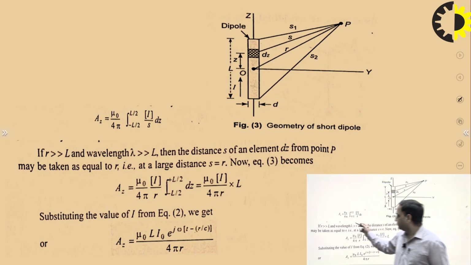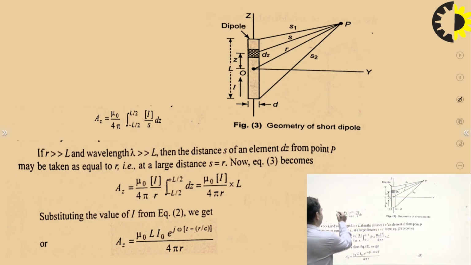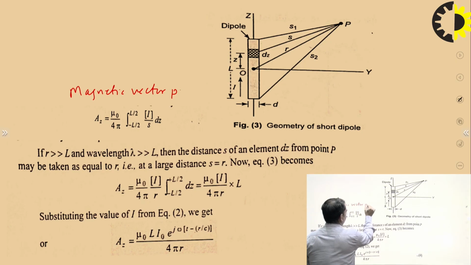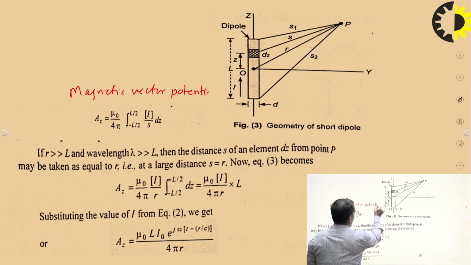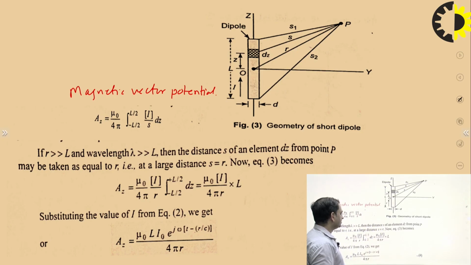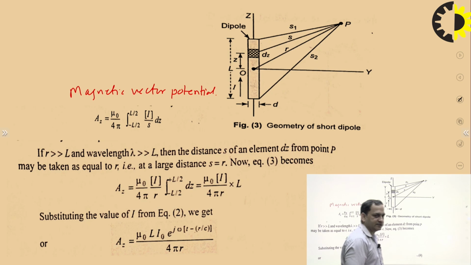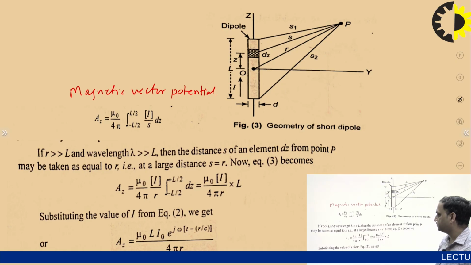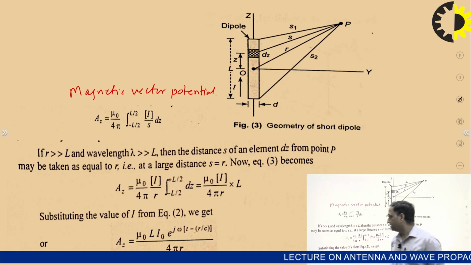Now for the magnetic vector potential, A is the magnetic vector potential. We are trying to find the electric field, so we will use the formula for the electric field by using Maxwell's equations. In that Maxwell equation we require two types of potential. First one is the magnetic vector potential, and second one is the scalar potential.